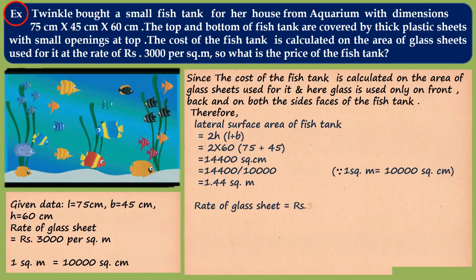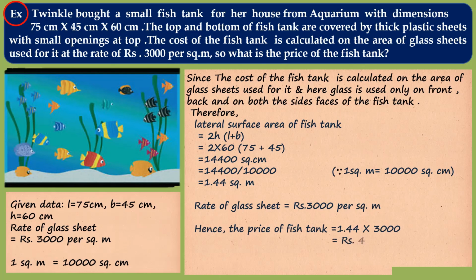Now we'll calculate the price of the fish tank. For this, rate of glass sheets is equal to rupees 3,000 per square meter is given. The price of fish tank is equal to 1.44 into 3,000. That is equal to rupees 4,320. It means that rupees 4,320 she has to pay to the shopkeeper, right? I hope you understood this problem very well.